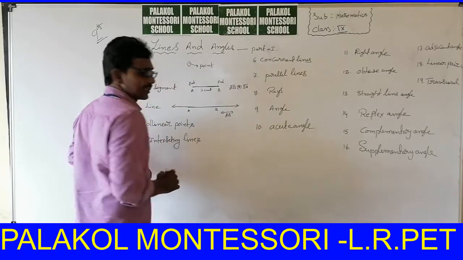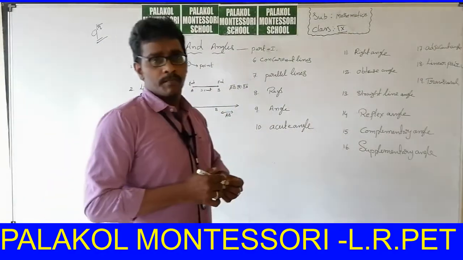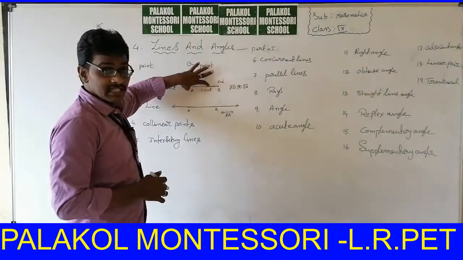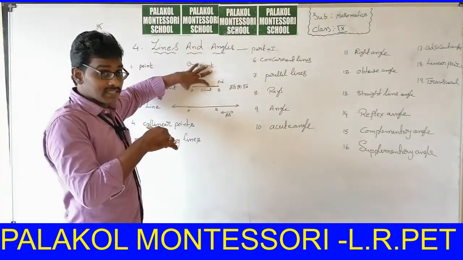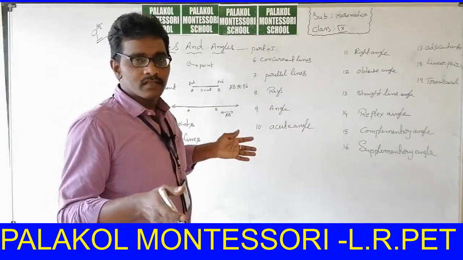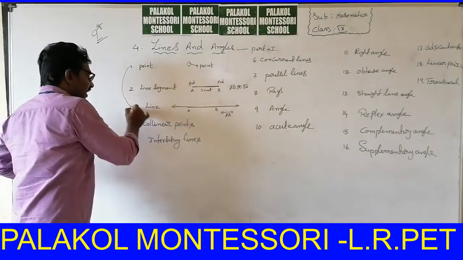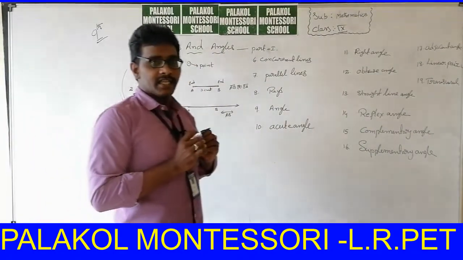This one, AB line. Does it have end points? No. But in this case, the line segment has end points. The line is endless. Is it clear? Go. So point and line have one relation.